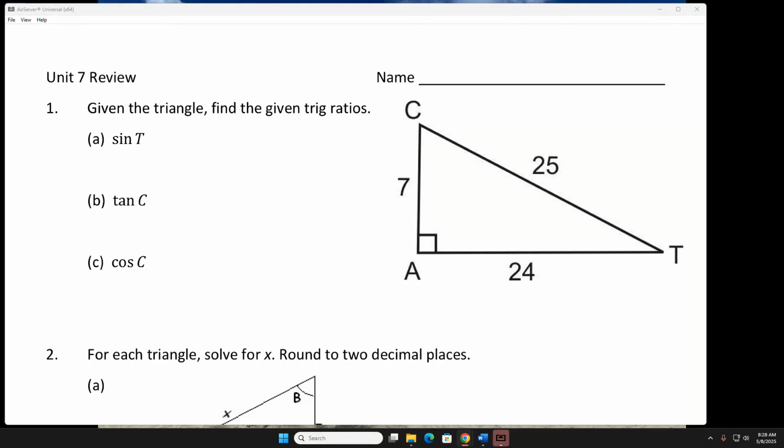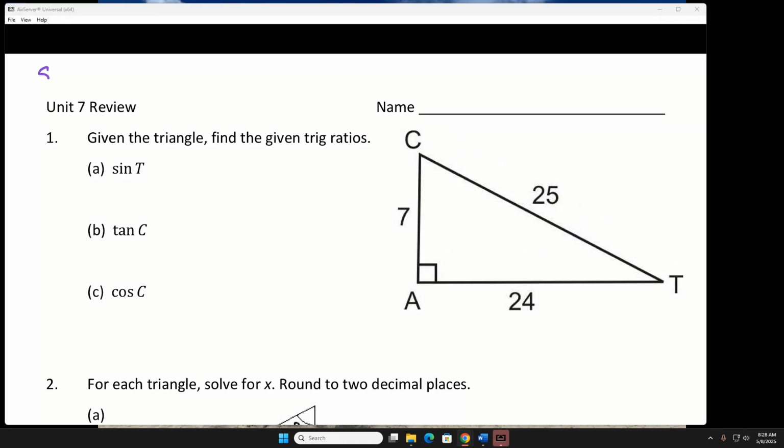All right, so I just wanted to do a quick review for your quiz before you all take it today. This is the worksheet you all worked on Thursday. The first thing we want to do on number 1A is find the sine of T. Don't forget SOHCAHTOA, you need it on every single question on your quiz today.